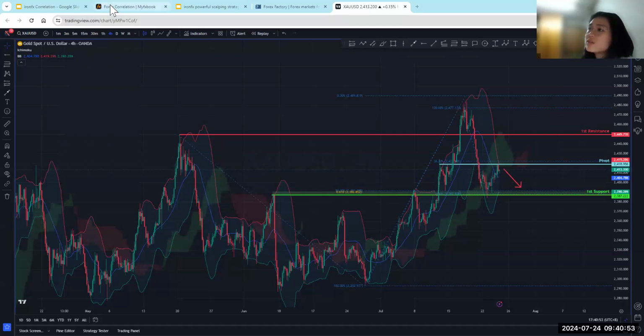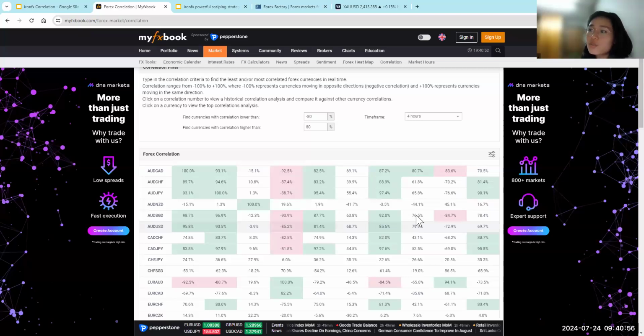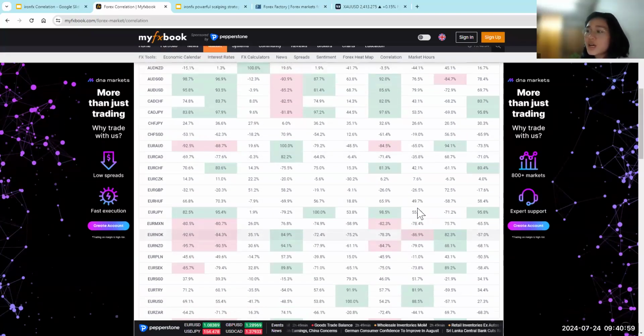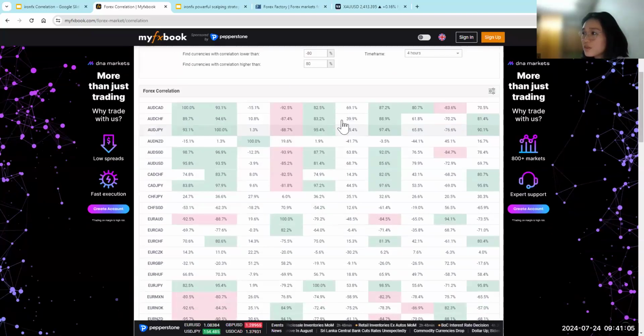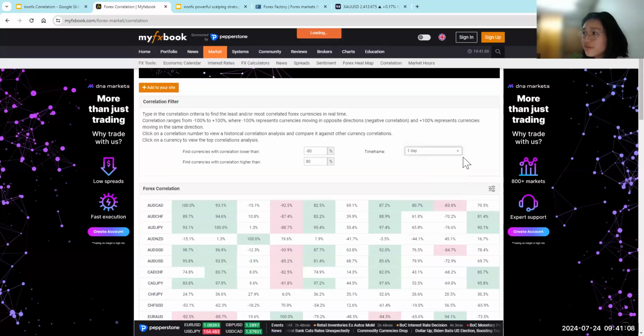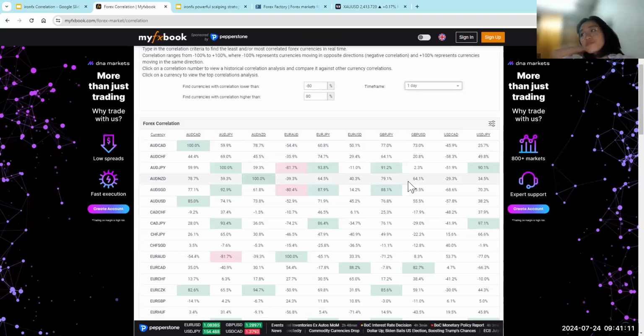If not, let's go ahead and look at my FX book and see if we can pull out any currency pairs that are positively or negatively correlated. So let's maybe look at the 1 daily time frame. We see the Aussie Sing dollar and Aussie yen have a 92.9% positive correlation. So let's go ahead and look at that.